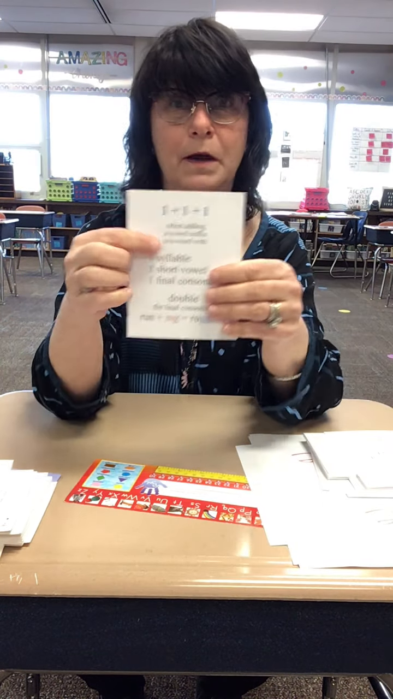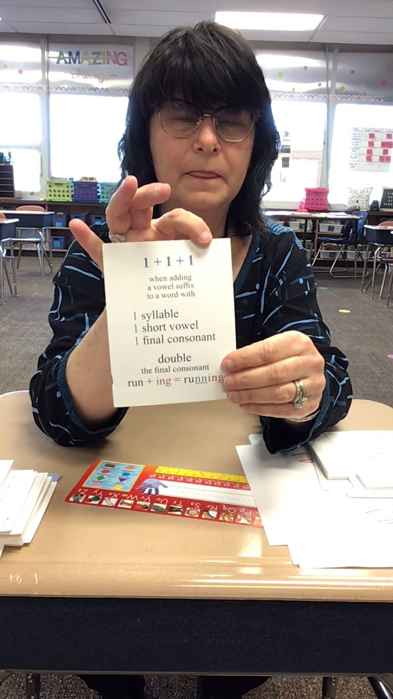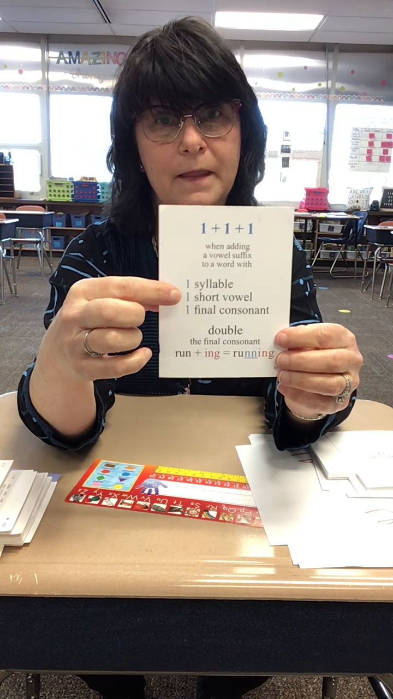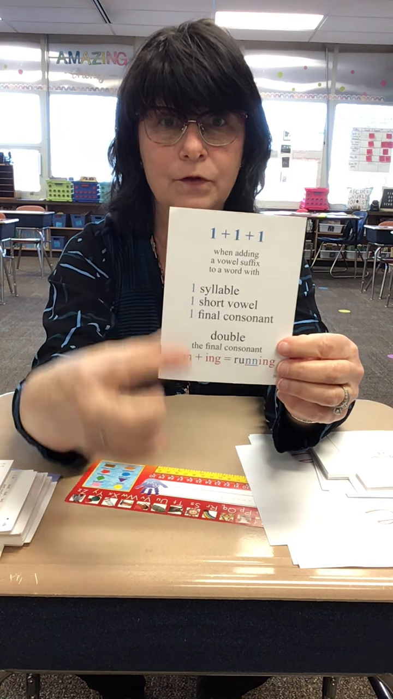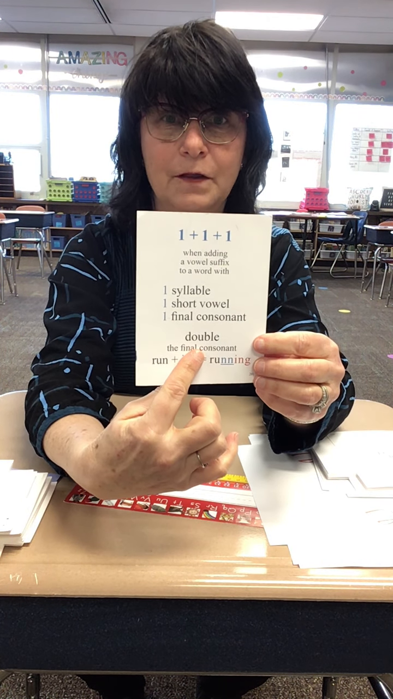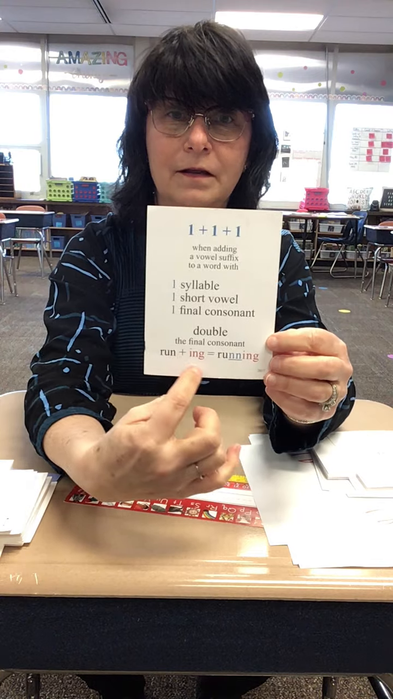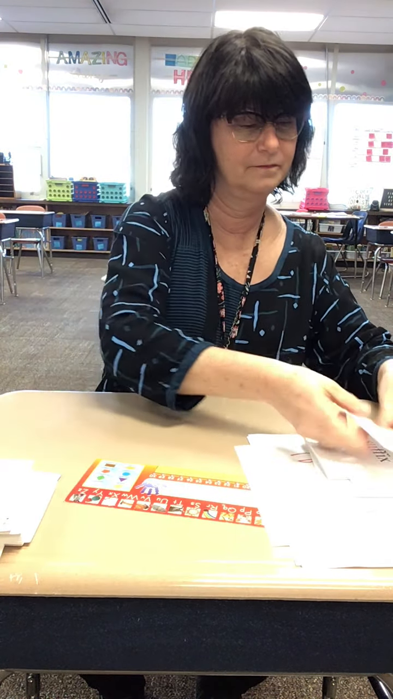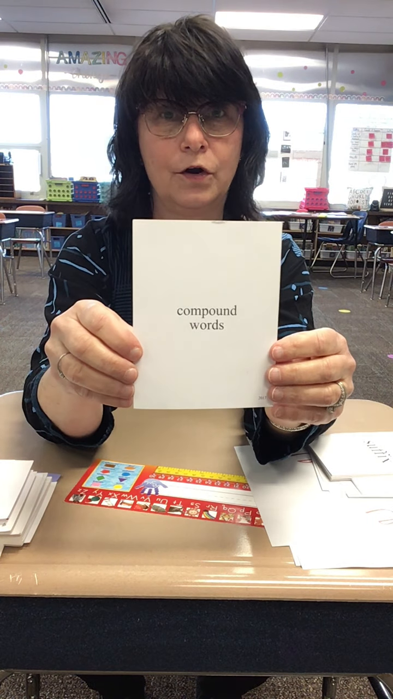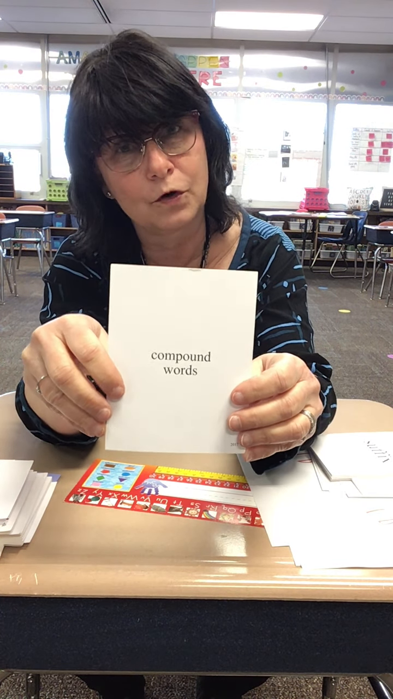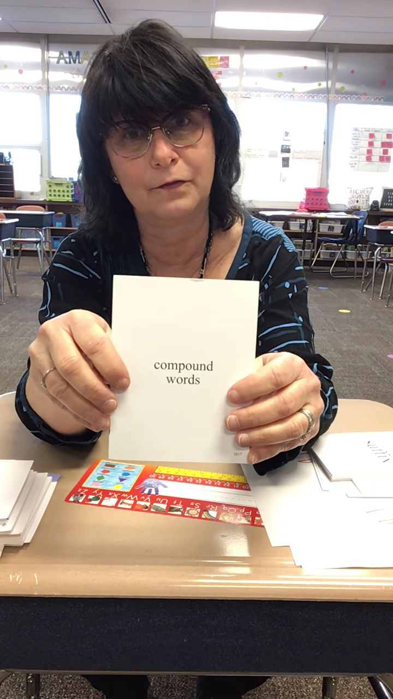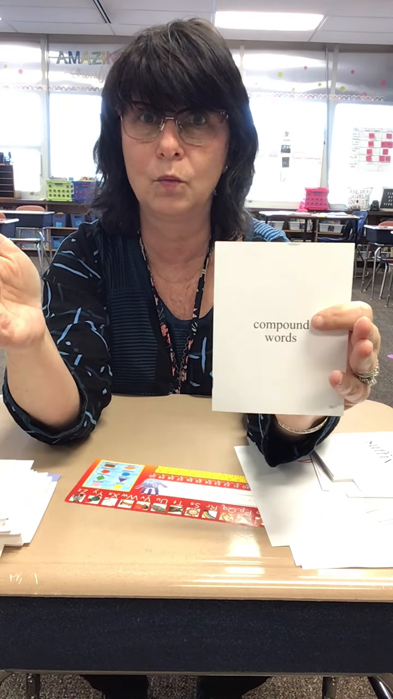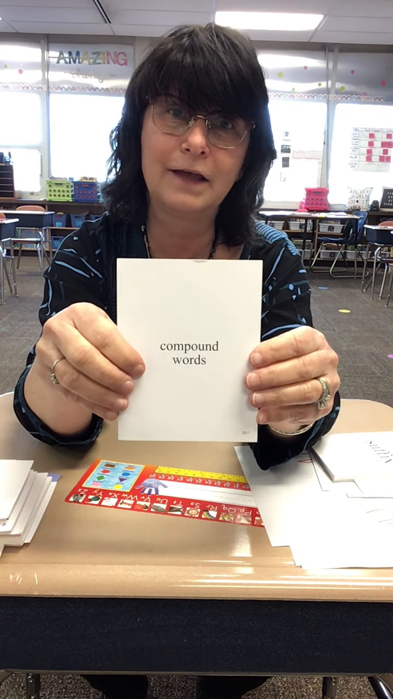All right, don't forget about 1 plus 1 plus 1. If you have a one-syllable word and one short vowel and one final consonant, you have to double the final consonant before you add a vowel suffix. And compound words. You all should be experts at compound words since we had a whole spelling list about those. It's where you take two smaller words and put them together to make a bigger word, such as classroom.